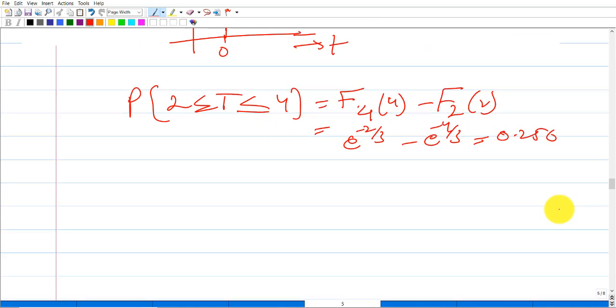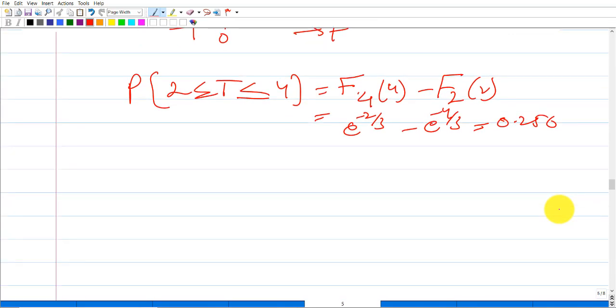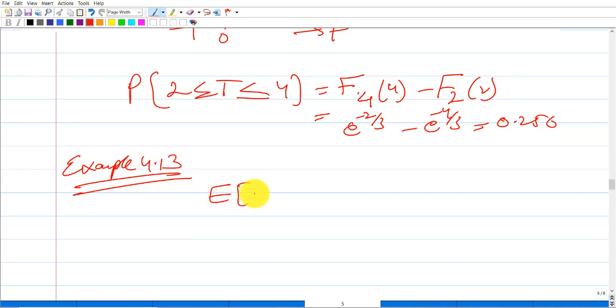The next example is the continuation of this example, example 4.13, and it asks us to find out the expected value of t. So we can solve this, we can find out this expected value as we have done in the previous lecture by using the formula which is defined as integral from minus infinity to infinity of t f_T(t) dt.